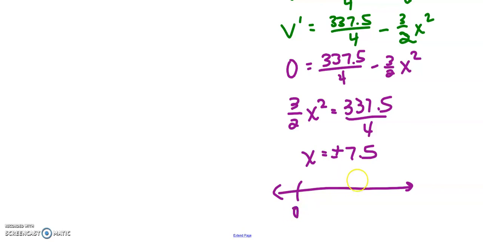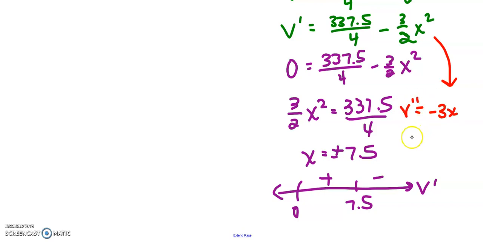So I'm going to start with 0. I'm going to plot that 7.5. And I end up with this being a positive and a negative for volume prime. I could have done a second derivative test, right? This right here would not be that bad to take the second derivative of. So I'm going to end up, this goes to 0. This 2 is going to swing down. I end up with negative 3x is equal to v double prime, which means v double prime of my 7.5 is going to come back less than 0. So I have a relative maximum.